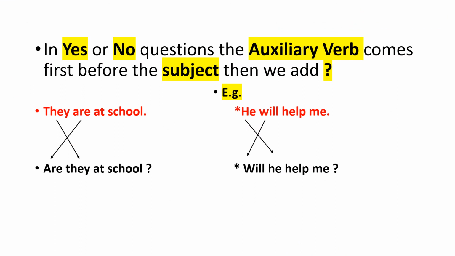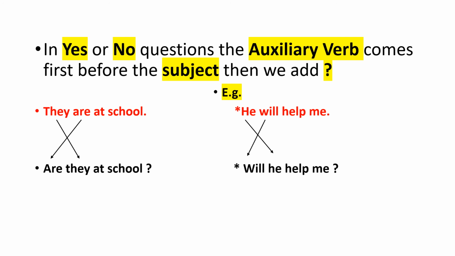As you can see in this example, in yes or no questions, the auxiliary verb comes first before the subject. Then we add a question mark. I'll say again. In yes or no questions, if you want to ask a question using yes or no, the auxiliary verb comes first before the subject. Then we add a question mark.